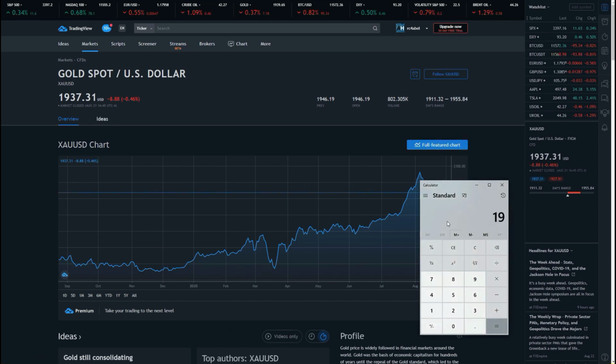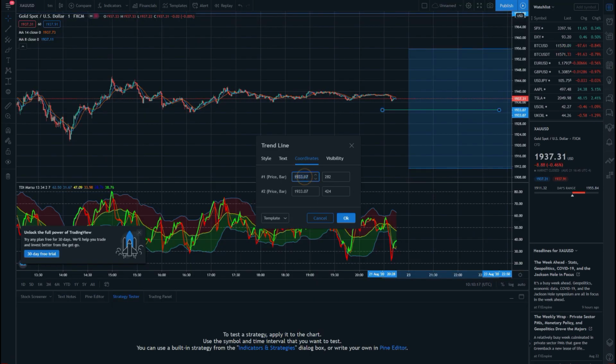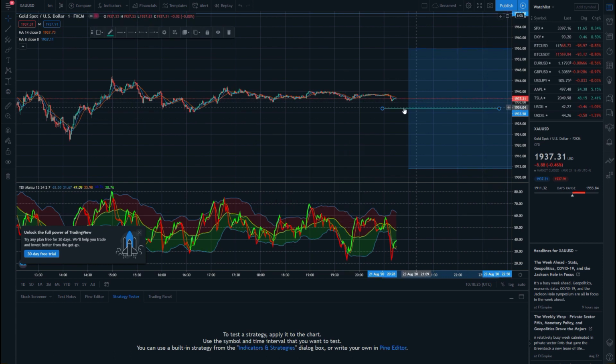Bear with me. 1911.32 plus 22.26. This should give you a middle point. So 1933.58. Okay, so this is your middle point, the middle range. So you should expect gold can fluctuate like this in a day. I'm just giving you a guideline. This is how it's been working for me, and I hope it works for you too.